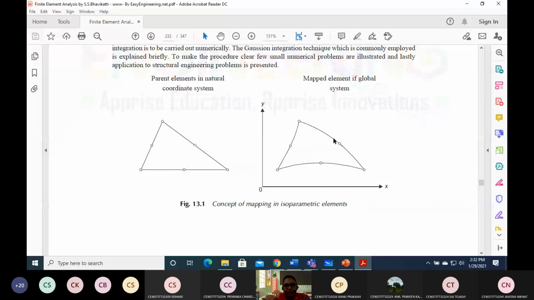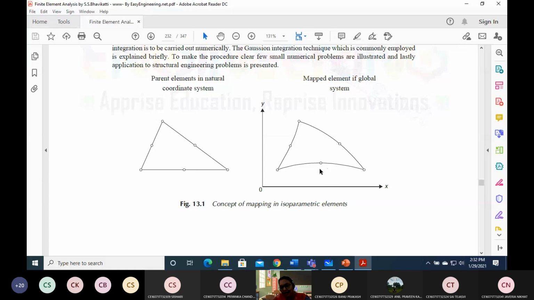Here, if you see, this is the 6-noded triangular element. We are calling it the parent element. It may be in the natural coordinate system or the local coordinate system. This parent element is mapped to an arbitrary element, an arbitrary shape.